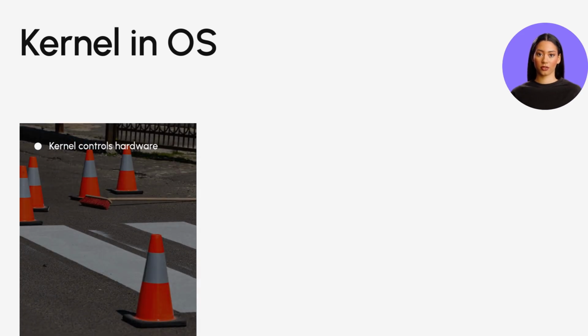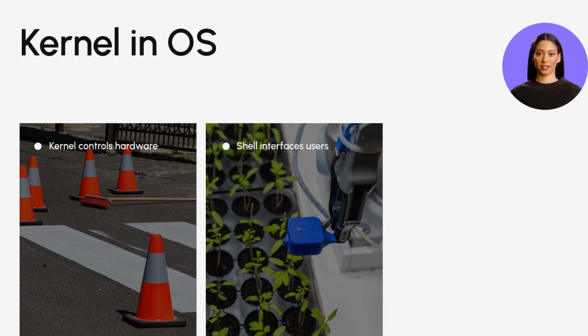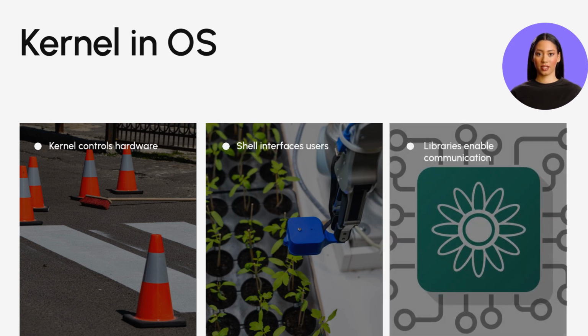At the core of an operating system is the kernel. It directly controls hardware and performs low-level tasks like memory allocation. Above it is the shell, which users interact with. System libraries and utilities help applications communicate with hardware. This architecture transforms hardware into a working system.